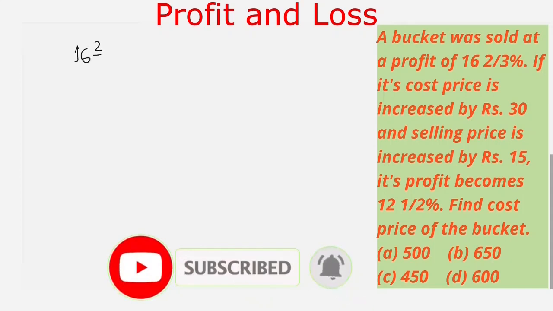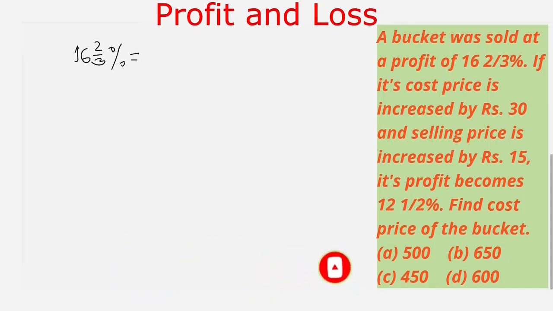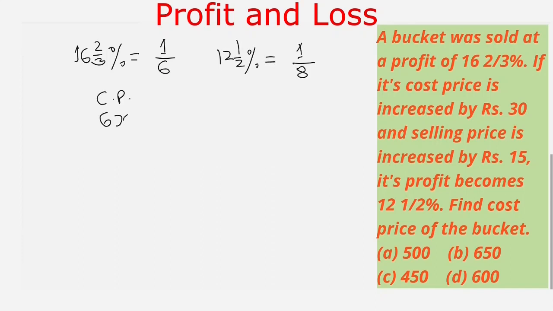16 whole and 2 upon 3% when expressed as a fraction comes out to be 1 over 6, and 12.5% is equal to 1 upon 8. If we assume cost price to be 6x, then selling price will be 6x plus 1x, which is 7x. 1 upon 6 means that if the cost price is 6, then there is a profit of 1, and then the selling price comes out to be 7.